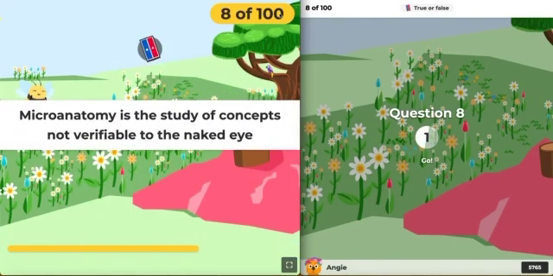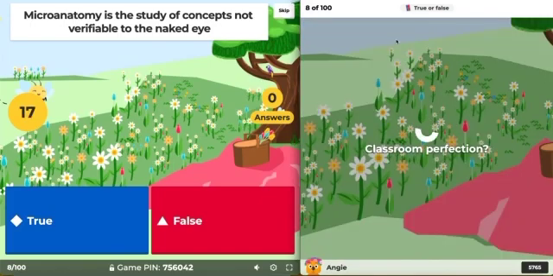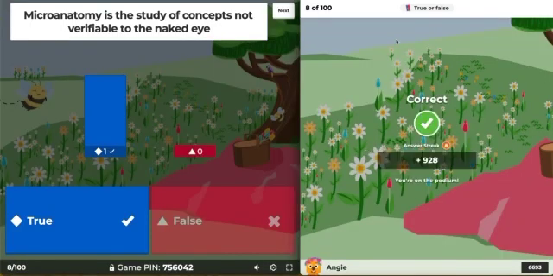Microanatomy is the study of concepts not verifiable to the naked eye. This is true. So microanatomy is the study of concepts like cells and such that you cannot see with your naked eye. You cannot look down at the bone and see the blastocysts, red blood cells, white blood cells. You cannot see any of those things within the bone. You only see the gross anatomy, which is the bone itself.